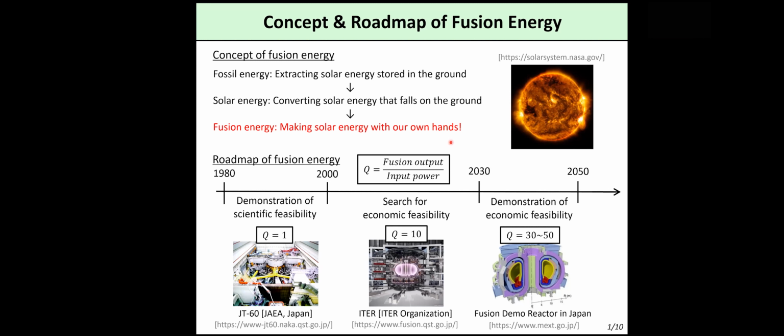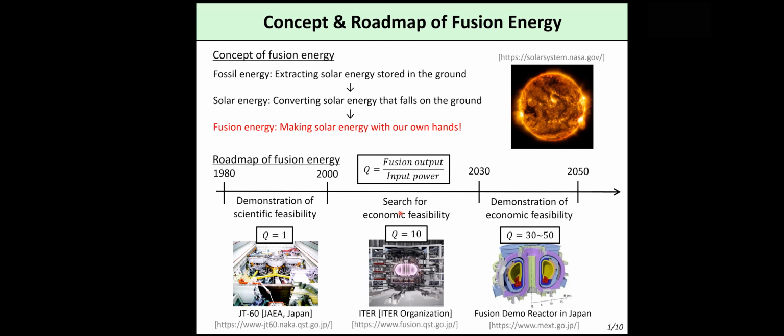energy resource. In the 1990s, researchers tried to demonstrate the scientific feasibility of fusion reaction. And in 1996, the critical condition that the ratio of fusion output and input power becomes exactly 1 was achieved, demonstrating the feasibility of such a fusion reaction.